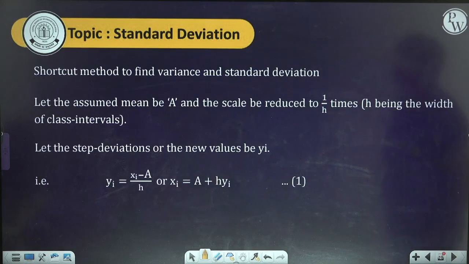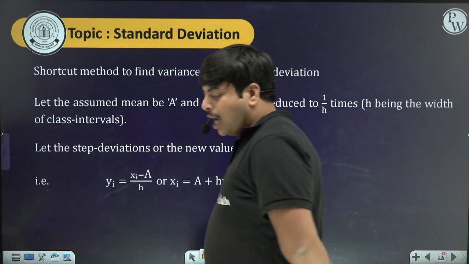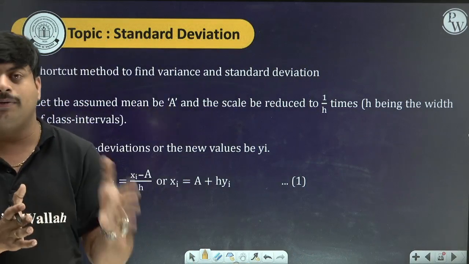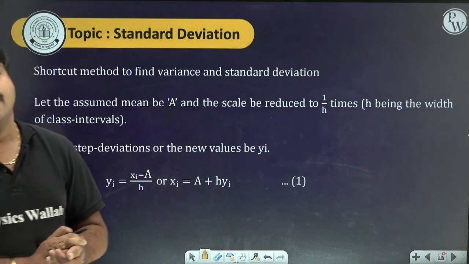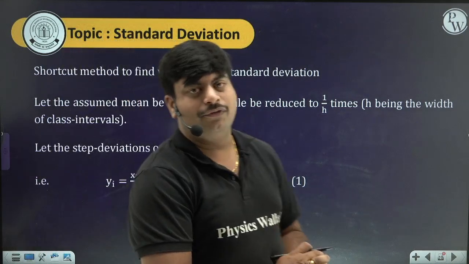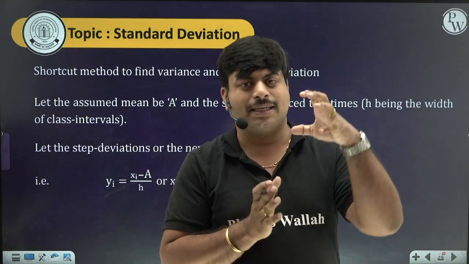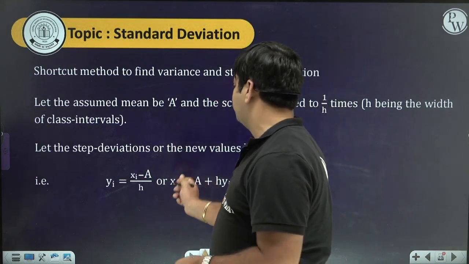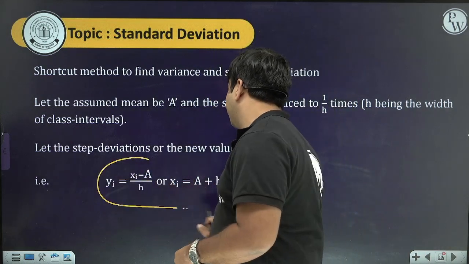Okay. So there is one more method that we can find the variance and standard deviation, because in the method we have just done, we haven't taken any assumed mean. Okay, people, the answers will be easy if we take some assumed mean somewhere in between the data, and through that we assume the new means. Okay, we try to bring some new values.